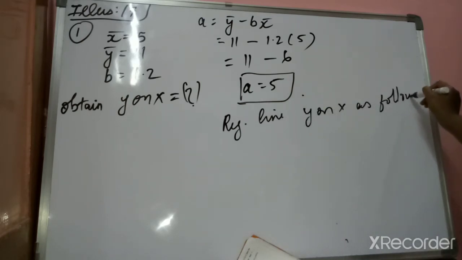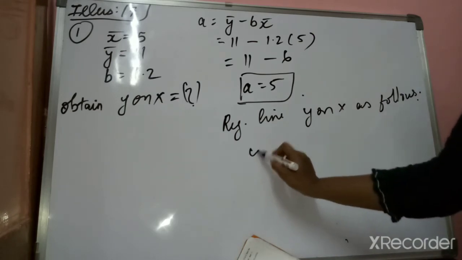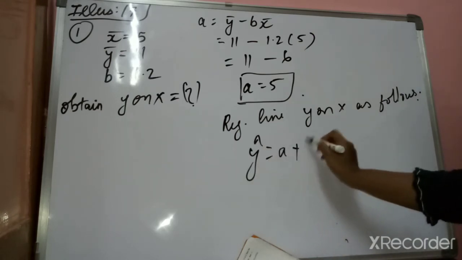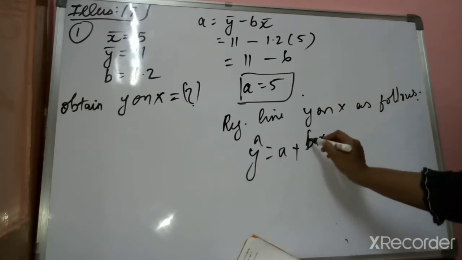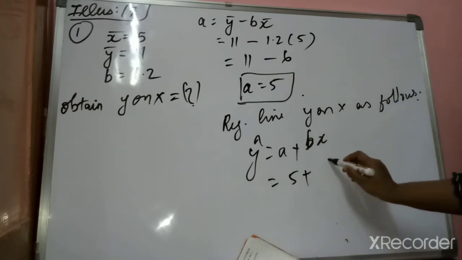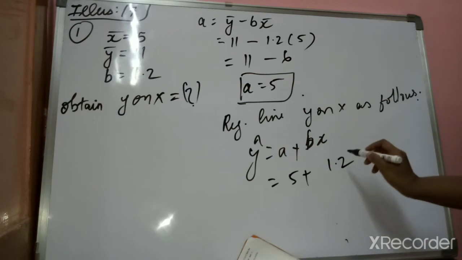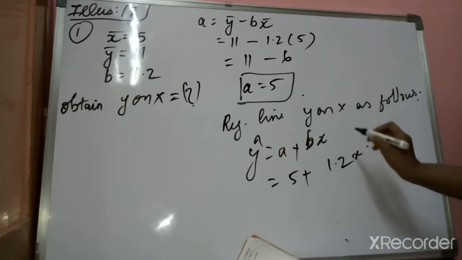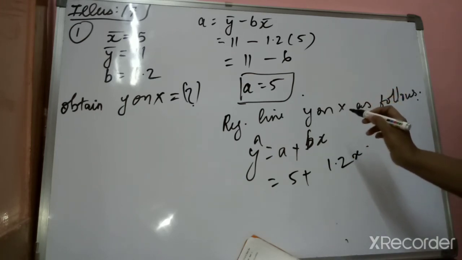So what is it? Yes, y cap is equal to a plus bx. Up till now, I hope everyone knows. A is 5 and b is 1.2. Now x is given to you. Read the question once again. See, look into your question. If x is given to you, no.